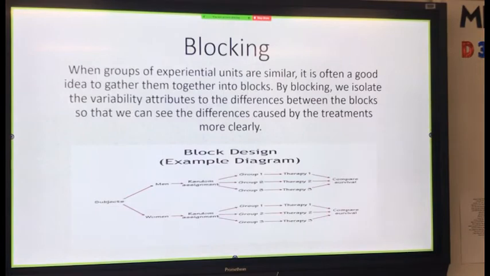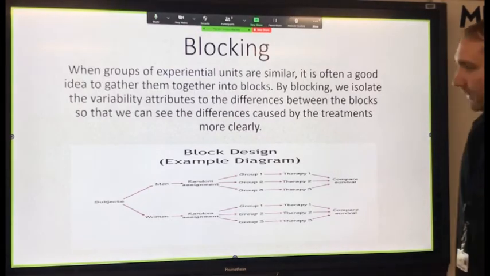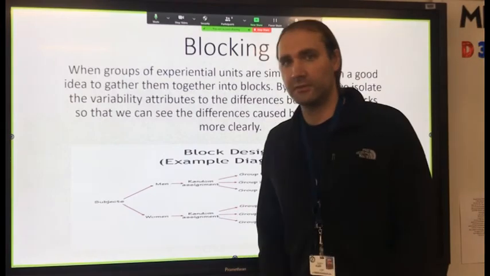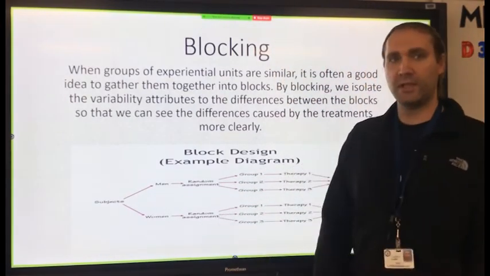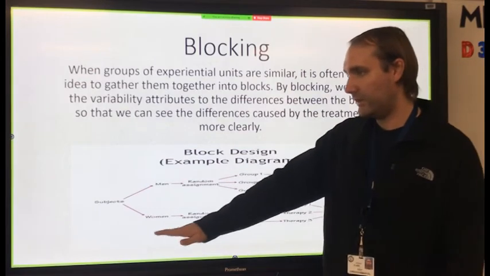Blocking. When groups of experimental units are similar, it is often a good idea to gather them together into blocks. By blocking, we isolate the variability attributed to the differences between the blocks so that we can see the differences caused by the treatments more clearly. So why would you block the design? For one, say you want to test the drug and see its effect on men and women. So you block your subjects between men and women.